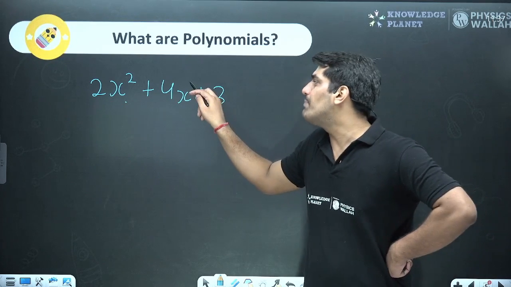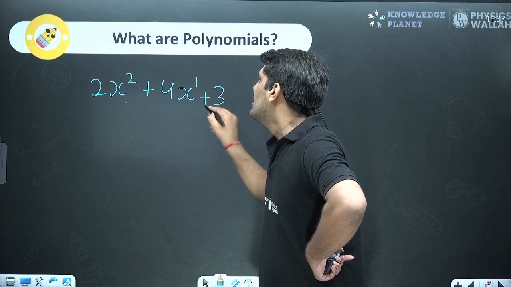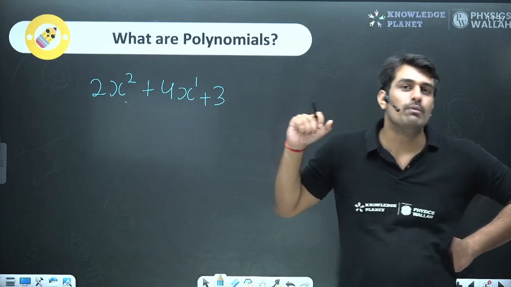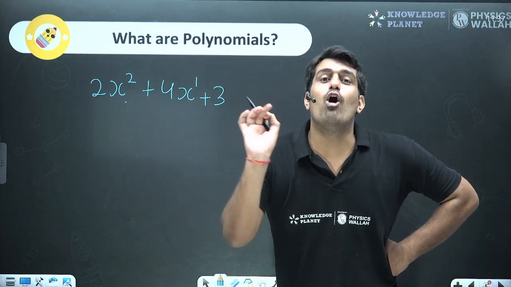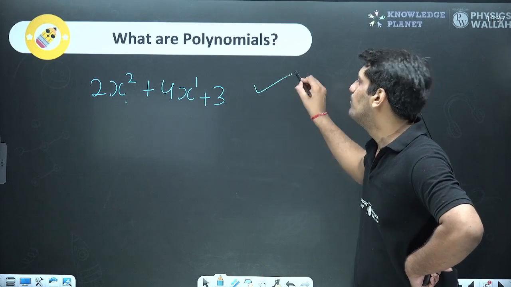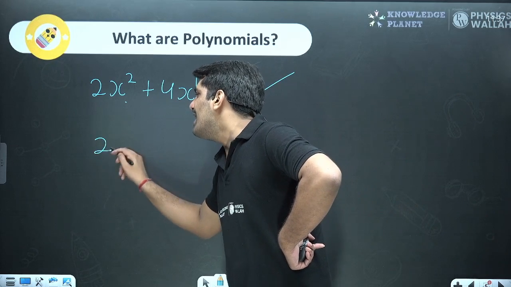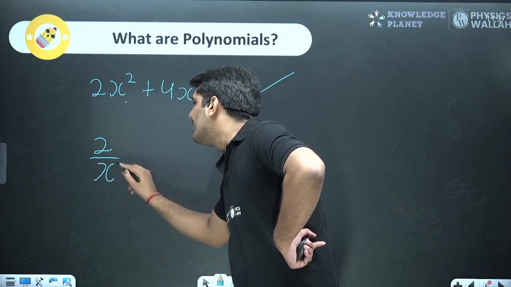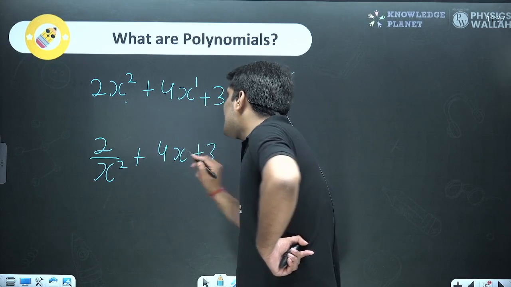Over here we have a power of 1. Over here we have a power of 1. So over here the highest power is 2. But the important thing to realize over here is that all the powers are whole numbers. So that works well and hence it is our polynomial. But if I make a slight change over here and write 2 upon x square plus 4x plus 3, what happens in this case?